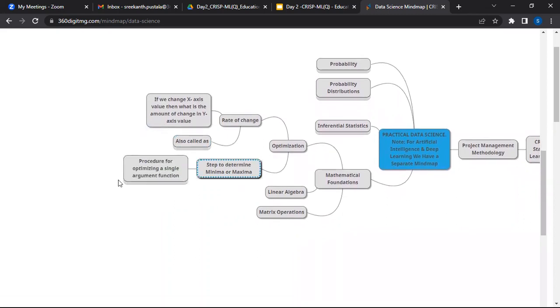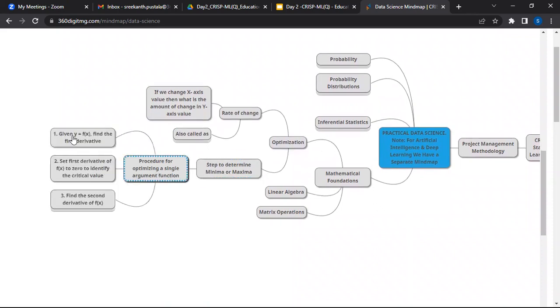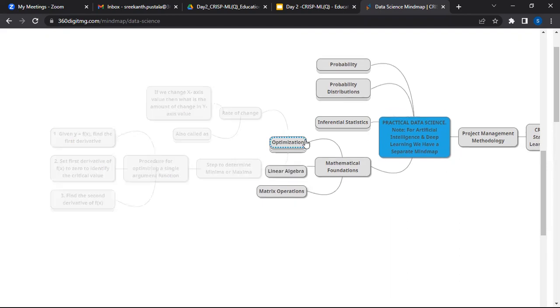So the procedure for optimizing a single argument function. The steps to determine the minima and maxima values: given y is equal to f of x, find the first derivative, set the first derivative of f of x to 0 to identify the critical value, and find the second derivative of f of x. So this is the process to find the minima and maxima.